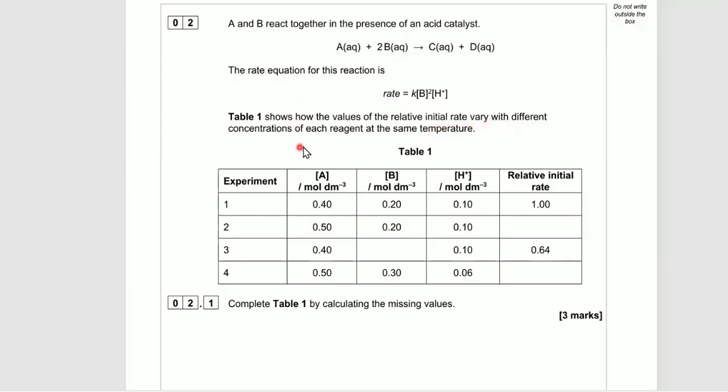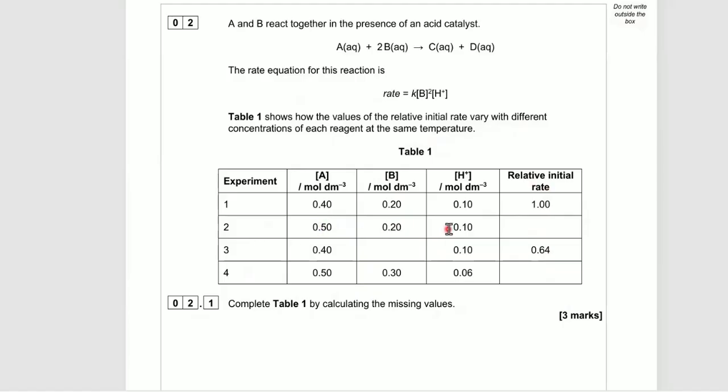So table 1 shows how the values of the relative initial rate vary with the different concentrations of each reagent at the same temperature. Complete the table by calculating the missing values for 3 marks. So we've got experiment 1, 2, 3, 4, and along the top we've got the different reactants: A, B, and hydrogen ions. We've also got the relative initial rate at the end. Okay, and we can see there's some gaps there.